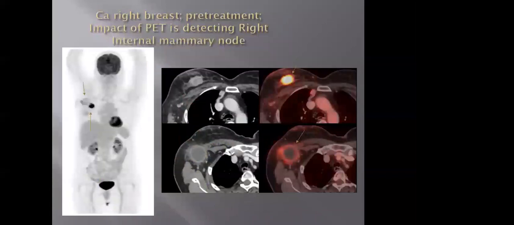This is a case of carcinoma right breast, pre-treatment. Now the highlight of this scan is that the patient had a right breast lesion and a necrotic right axillary node. But what PET scan picked up was a right internal mammary node, which would have been impossible to highlight on a normal non-PET CT scan. It would have been easily missed. So definitely, though it does not change the stage of the disease, for offering the right treatment to the patient, it makes a major impact. Next slide, please.